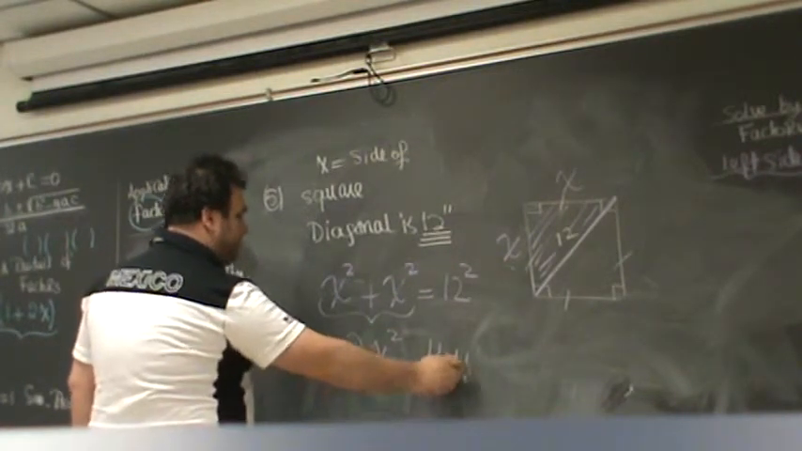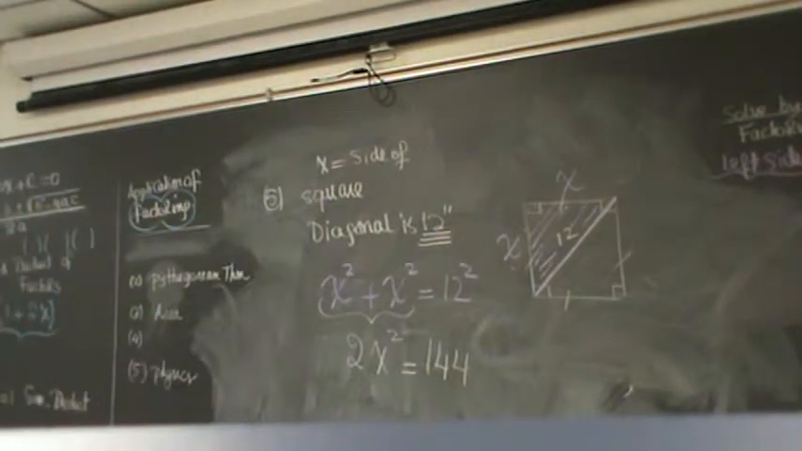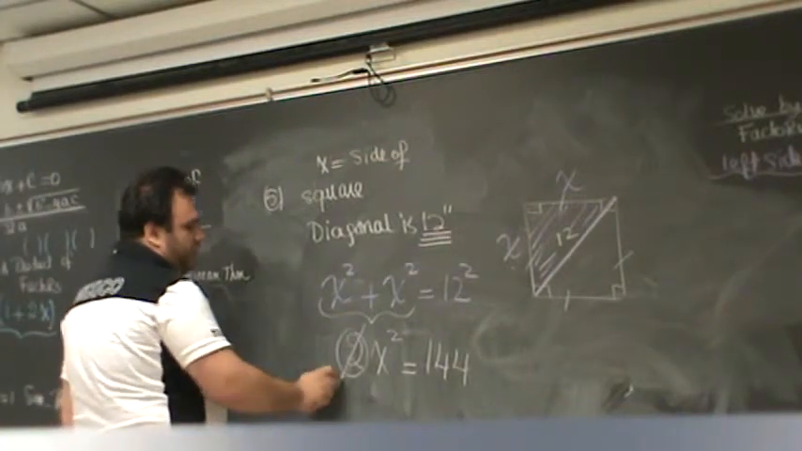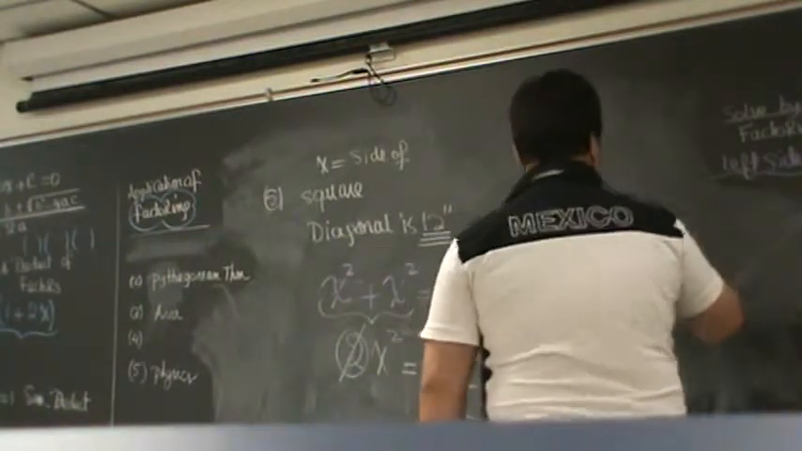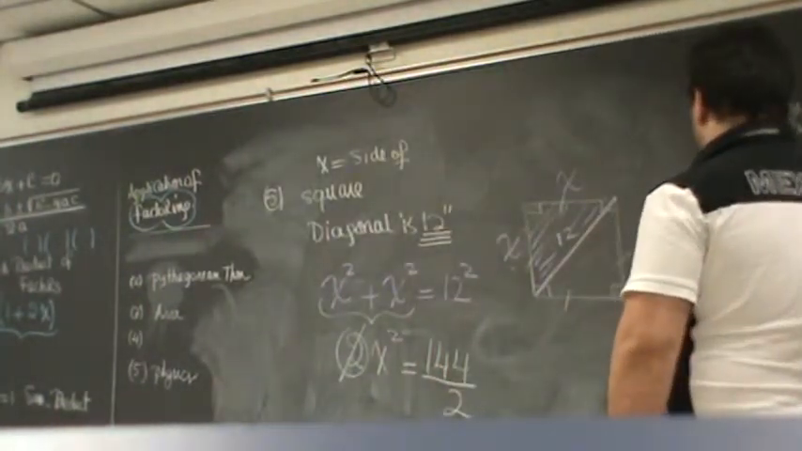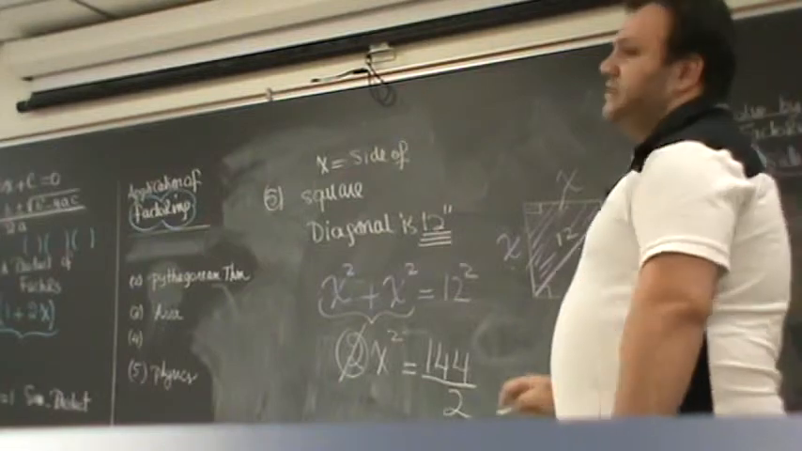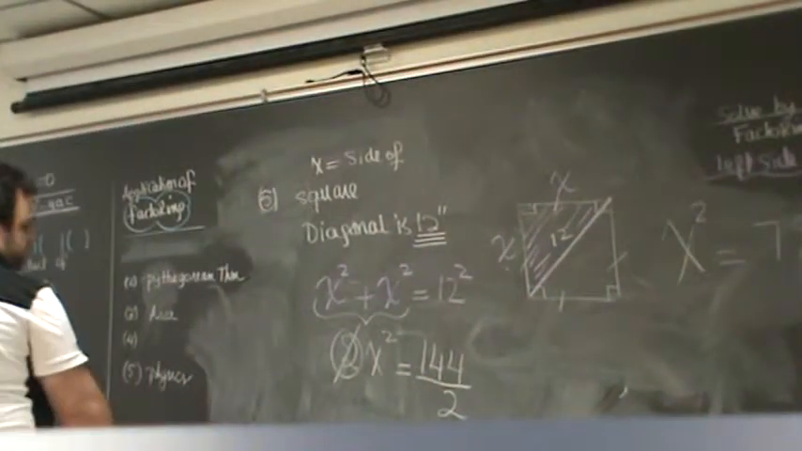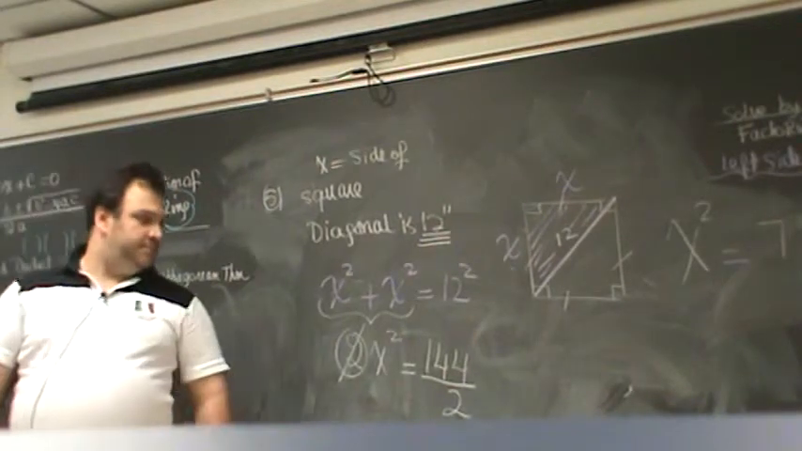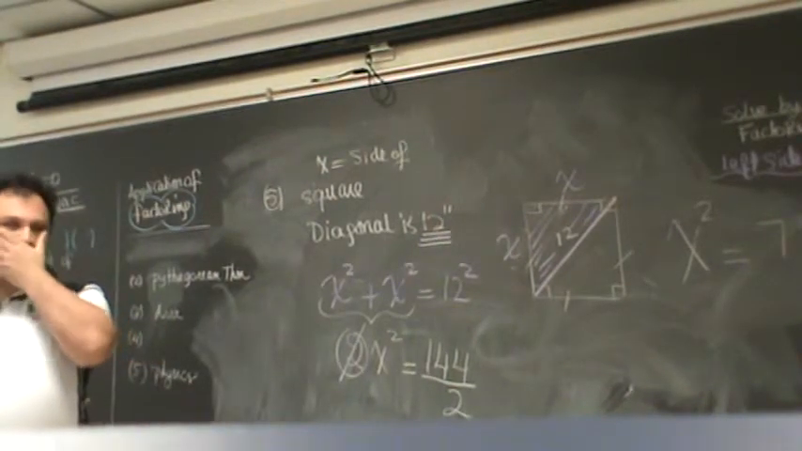144. So how do you isolate x squared now? What are you going to do with that 2? Divide all terms by 2. So now what do you have? x squared equal to what? 72. That's right.